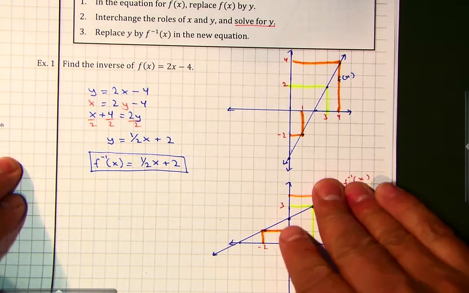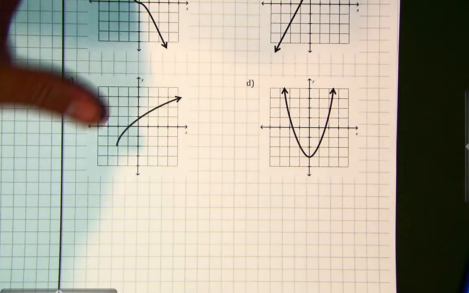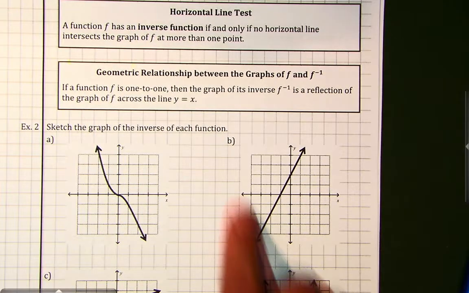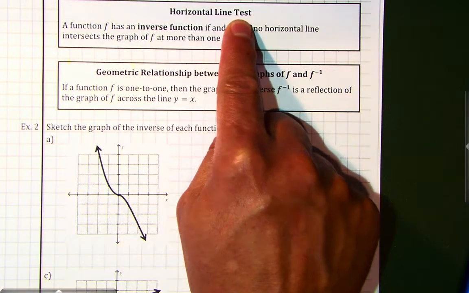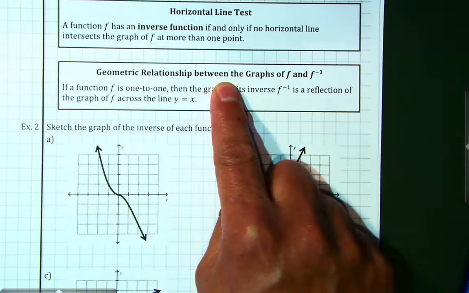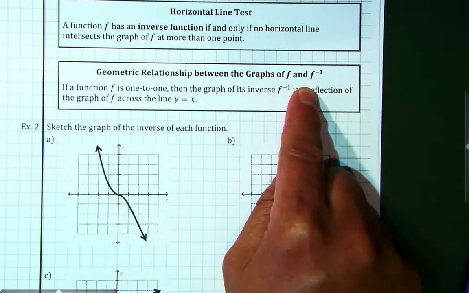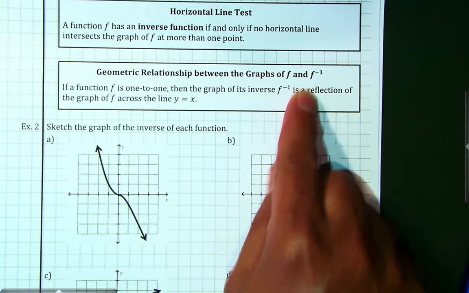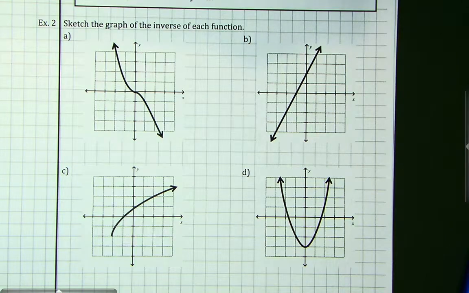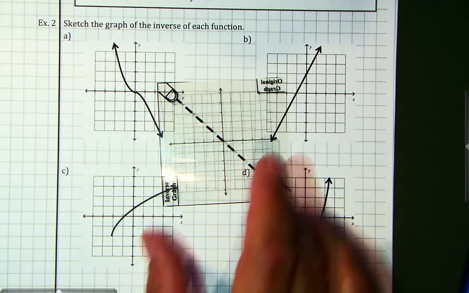And that will take us to example number 2. In Algebra 1, you guys saw the horizontal line test. So read through it, paste it, geometric relationship between the graphs of f and f inverse. Go and paste your 4 graphs, and we'll start once you are ready. A, B, C, D, and as well, you should have this with you.